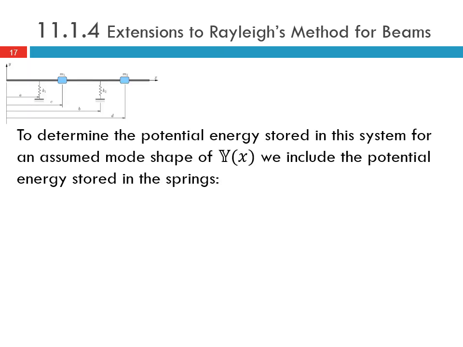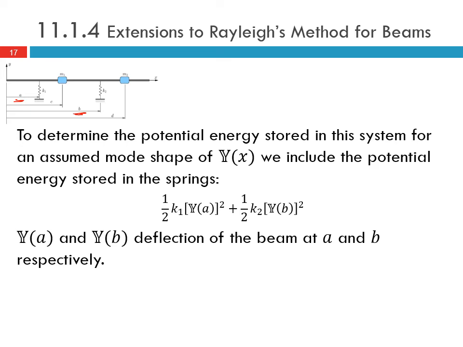So to extend Rayleigh's quotient, we need to determine the potential and kinetic energy of this full combined system. So first, to determine the potential energy stored in the system, for an assumed mode shape y of x, we include the potential energy stored in the springs. So the energy stored in the springs is just 1/2 k1 y of a squared, where k1 is at a position A, plus 1/2 k2 y of b squared, where k2 is at this position B. So y of A and y of B are the deflection of the beam at A and B respectively.